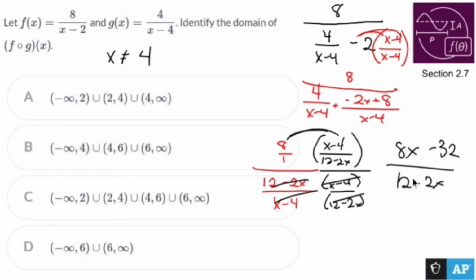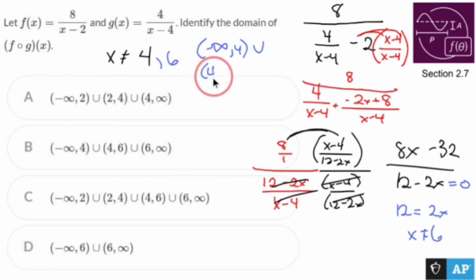Now I have a brand new denominator. And according to this brand new denominator, if I set it equal to 0, add 2x, divide by 2, now x isn't allowed to equal 6 either. So my domain is everything but 4 and 6, which could be written out as negative infinity to 4, union, 4 to 6, union, 6 to infinity. Yeah, not very pleasant of a problem, but boy, was it so much fun.